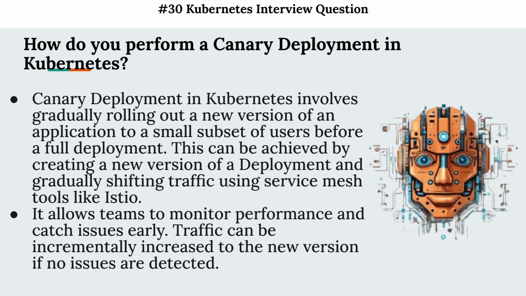This can be achieved by creating a new version of a deployment and gradually shifting traffic using service mesh tools like Istio. It allows teams to monitor performance and catch issues early. Traffic can be incrementally increased to the new version if no issues are detected.